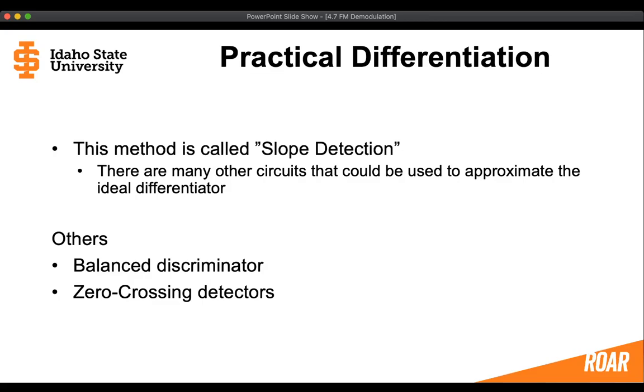In addition to the slope detection method, you could also use a balanced discriminator method, which might use multiple slope detectors. Or there's also another method called zero crossing detectors, which basically detect how often the signal is moving from positive to negative in the time domain, and that's going to give you some indication of the frequency. And that is related to this idea of using frequency counters.